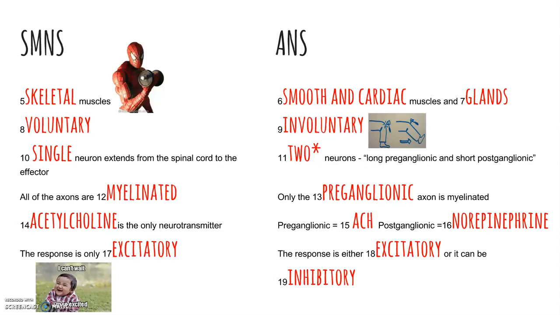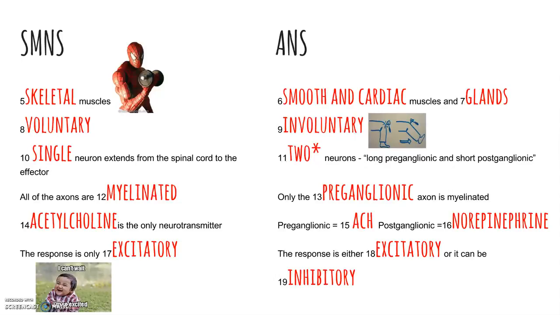When you smell something delicious cooking in the kitchen, the autonomic nervous system is involuntarily causing your mouth to salivate. You don't have to think, okay, body, make some saliva. It does it on its own. So that's part of your autonomic nervous system.